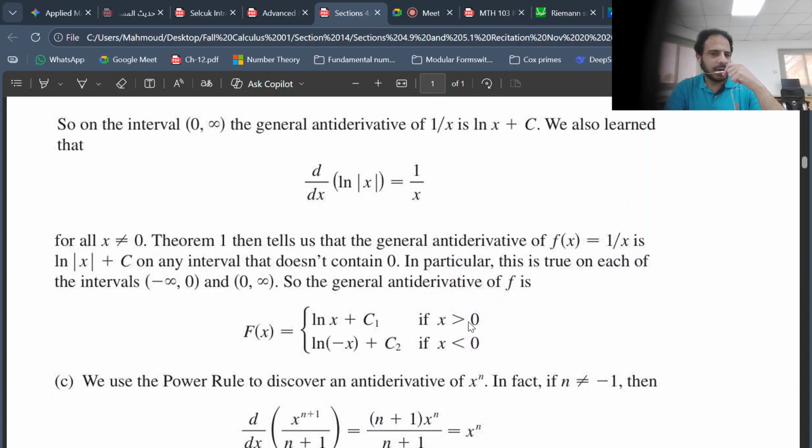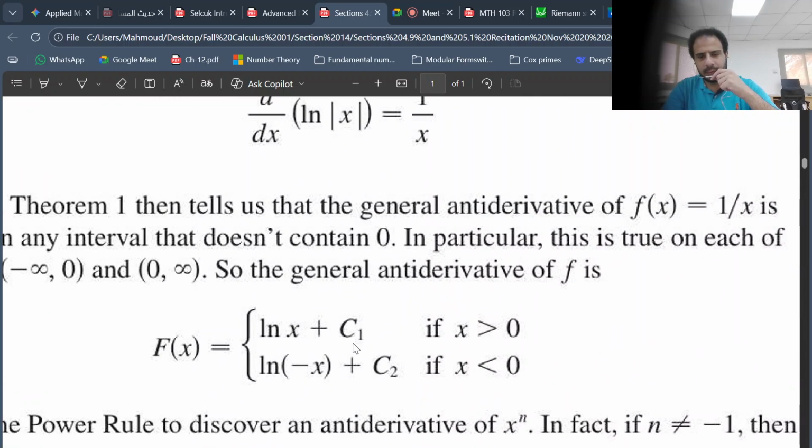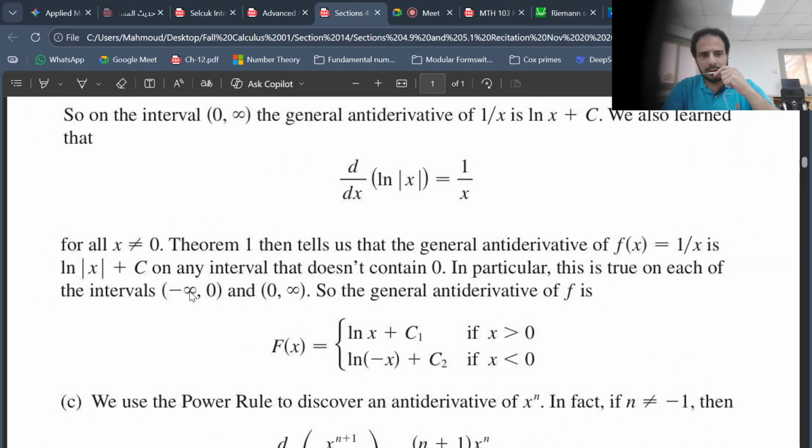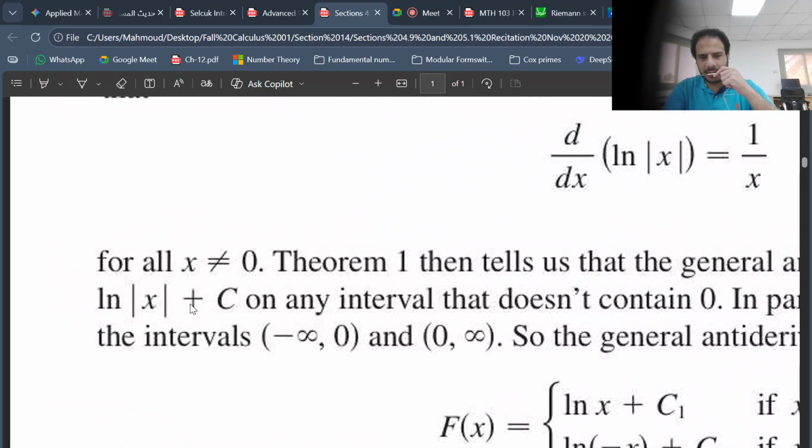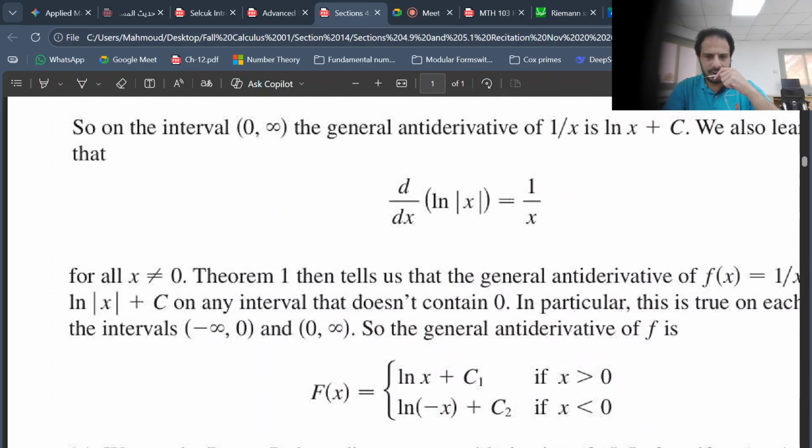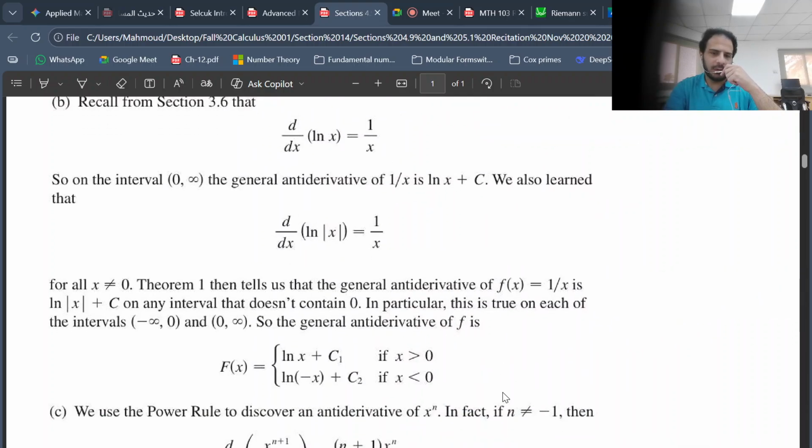So for x greater than 0, which is 0 to infinity, we have constant c1. For x less than 0, we have another constant c2. Okay? So this is the most general antiderivative of 1 over x. But we will consider it as one constant, okay? So we will have this answer, ln absolute value of x plus c. This is just for understanding that this is the one that is really the most general. Good? Now let's see more.